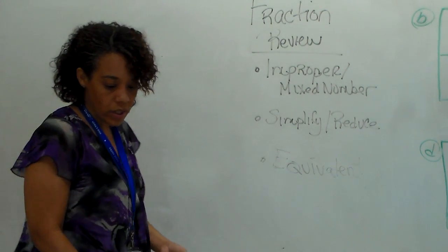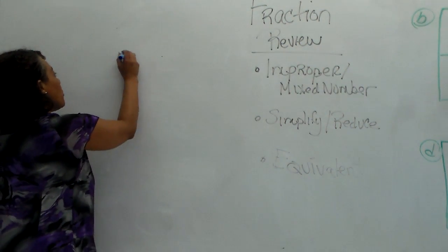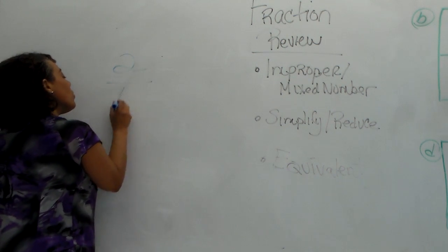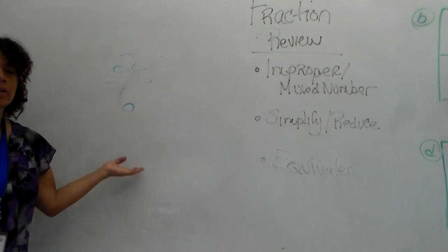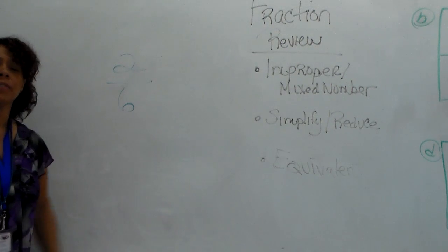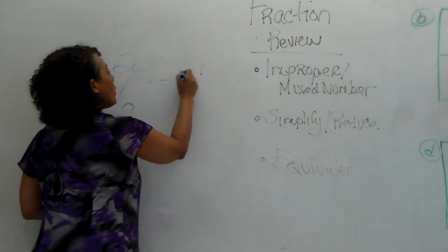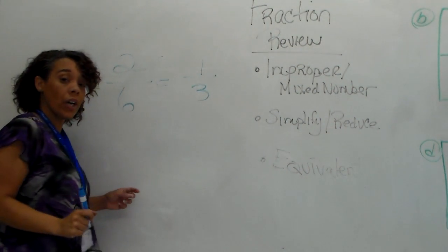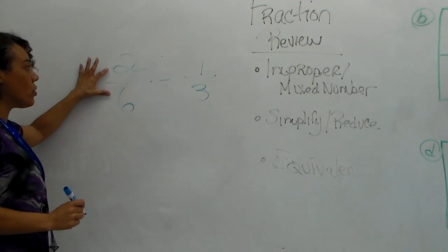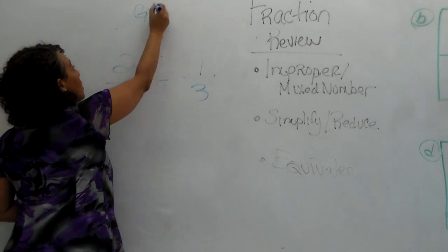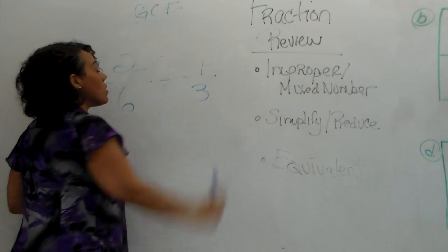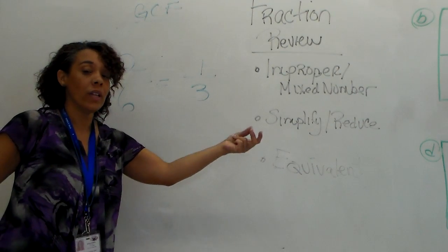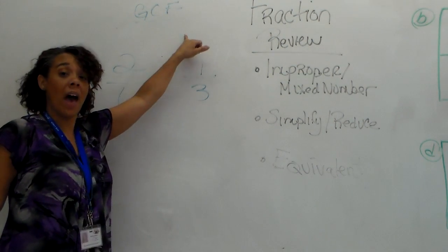So what I'd like to do is take a look at a very simple problem. I have 2 over 6. Most people can go ahead and simplify this and get 1/3. But how do we get 1/3? Well, what you have to do is find something called the greatest common factor, also known as GCF, is what that stands for, greatest common factor.